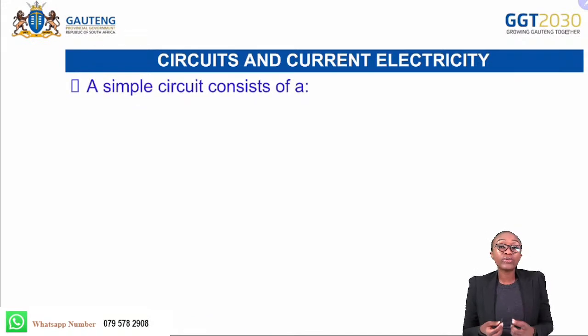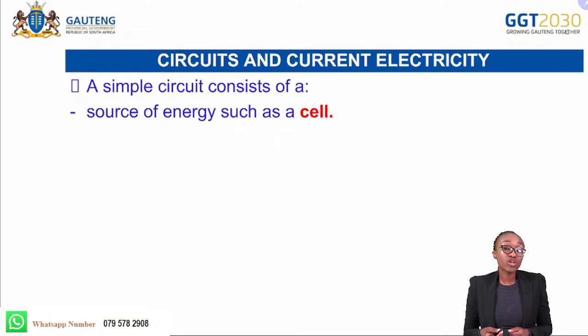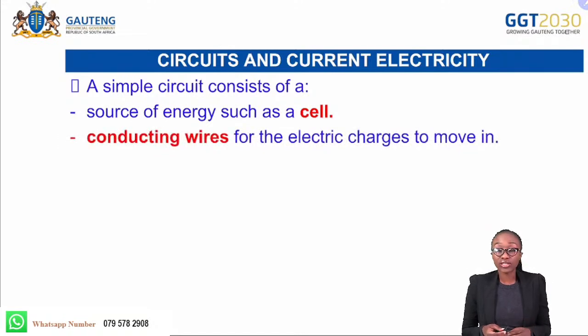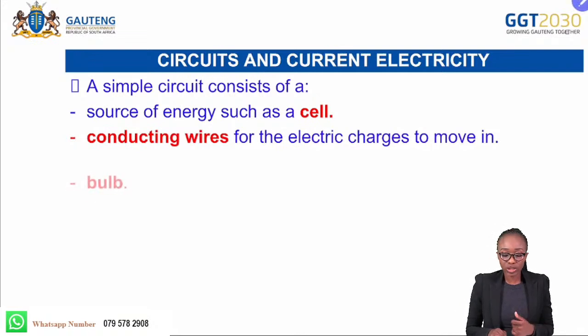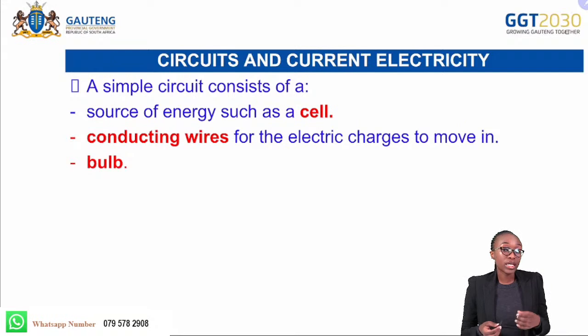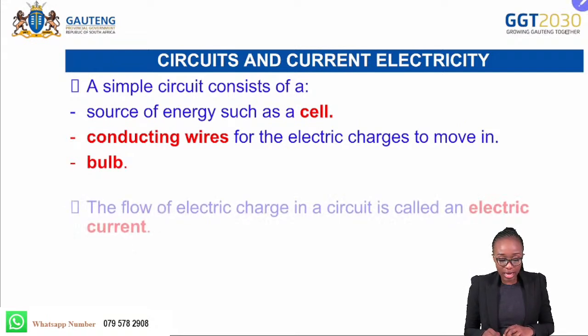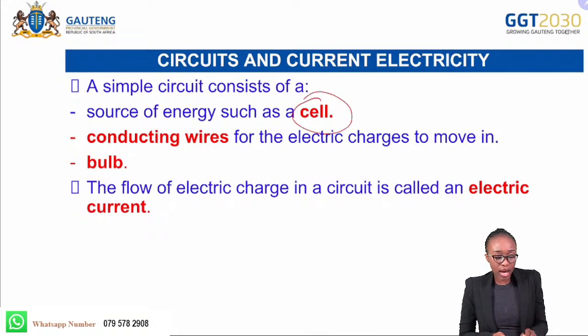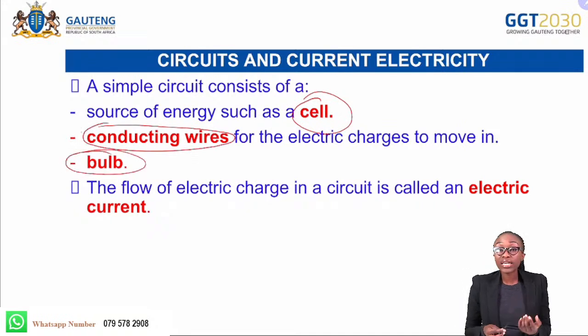A simple circuit, the most basic circuit, has the following items. It has a source of energy, and that source of energy is a cell. It has conducting wires for electric charges to move. Remember, when defining conducting wires, we said they are metals or materials that allow current to flow through them. What else is there? There is a bulb, which could be a big one or just a small torch bulb. And then we have the flow of electric charge in a circuit, which is called an electric current. So these are the components that make up a very simple circuit.